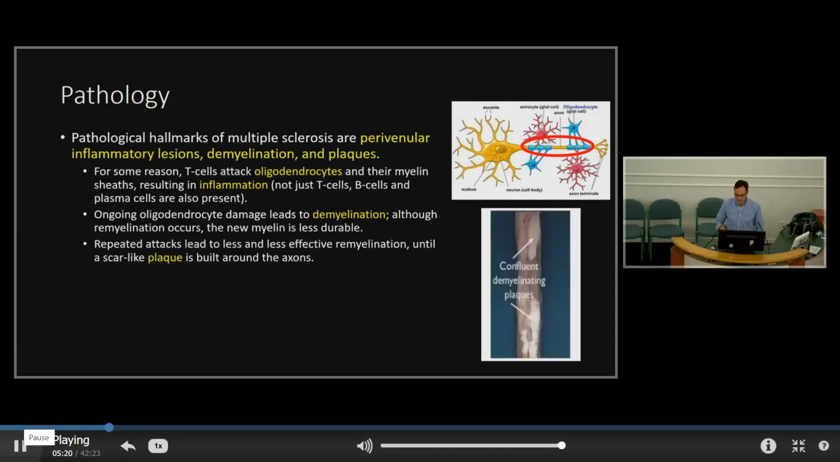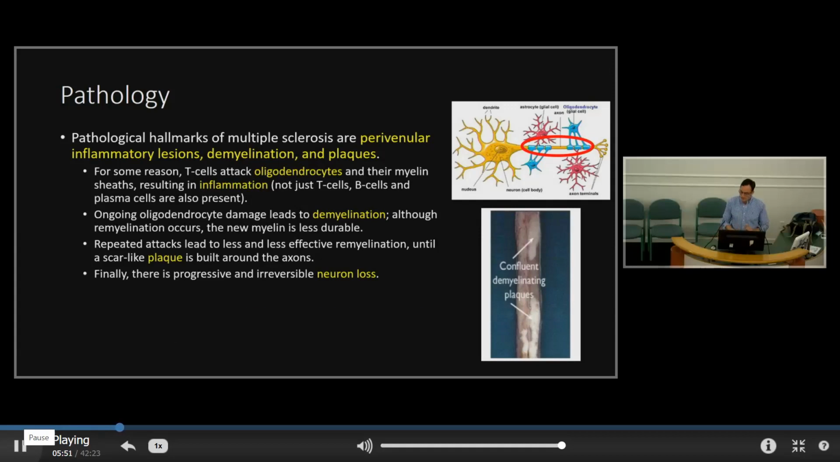So anyways, repeated attacks lead to less and less effective remyelination until eventually you get this scar-like plaque, like scarring anywhere else in the body. Eventually the body just sort of starts producing a scar around the axons. And you get what looks, as you can see in this transection of the spinal cord, like confluent demyelinating plaques. So that's essentially MS. Now, very importantly, you get progressive and irreversible neuron loss, but it's not till later.